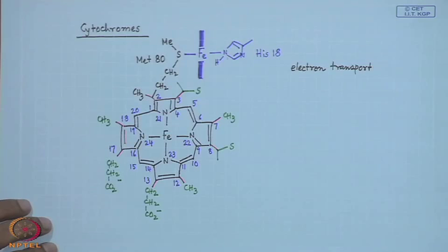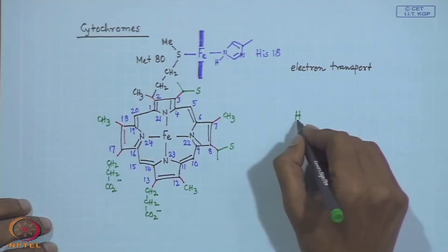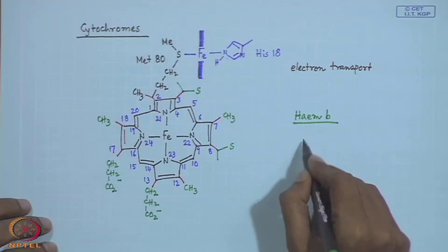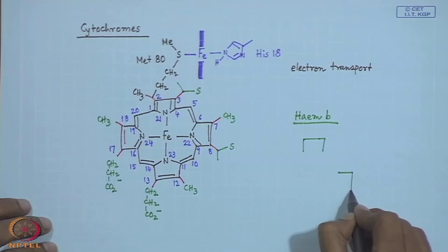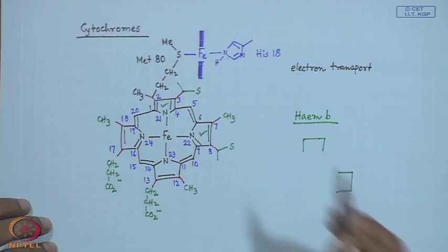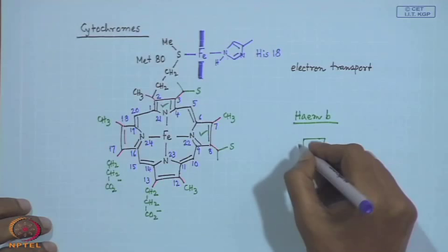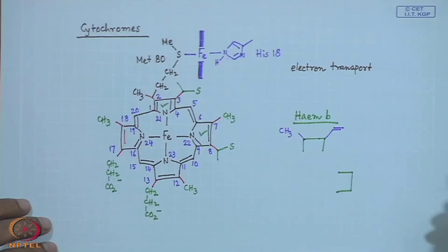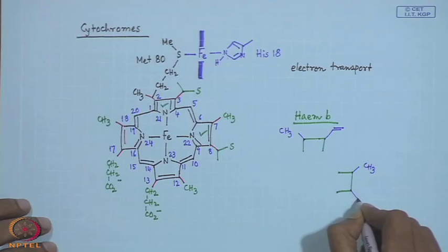So, if we just simply recall what is our heme B system? In the heme B system, the upper porphyrin ring, these two are different. The upper one, this one, and this one, those were having methyl, as well as on the right hand side, you have the vinyl substitution. Here it was methyl, but this is your vinyl substitution.